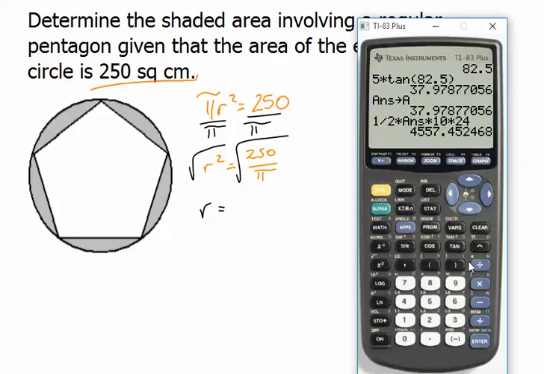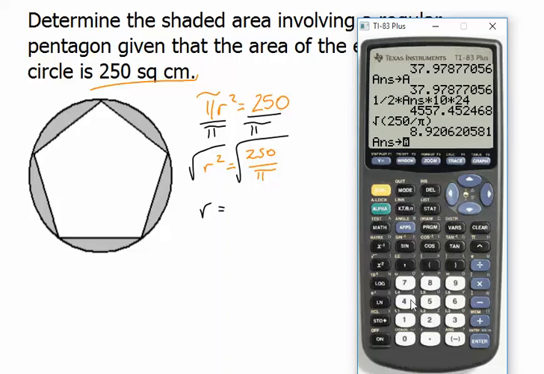So on our calculator, we're going to type the square root of 250 divided by pi. Please use your pi symbol. It's second, and then it's the exponent key right above the division symbol. Make sure to close your parentheses, and we get about 8.92. I am going to store that as alpha r because that's our radius of 8.92.